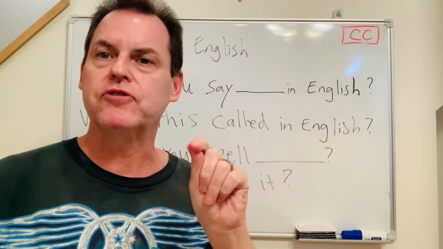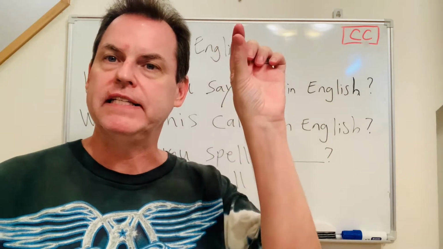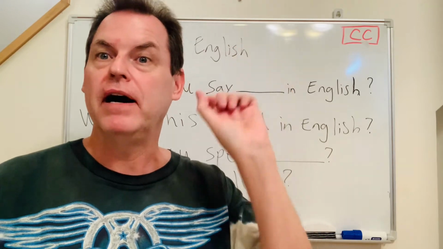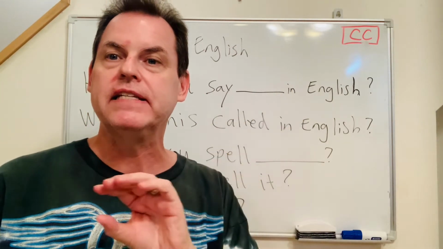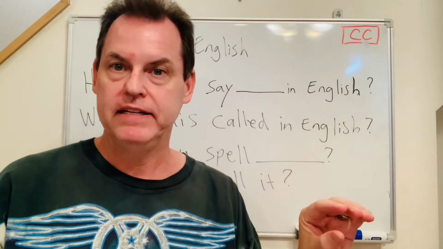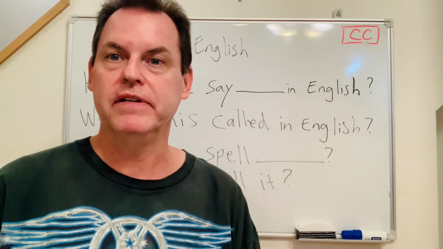If you tap on your screen, you should see a little CC, a little white box maybe. It's closed caption. And if you turn that on, you can see everything that I'm saying in English writing at the bottom of the screen.